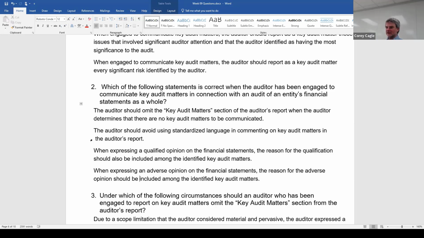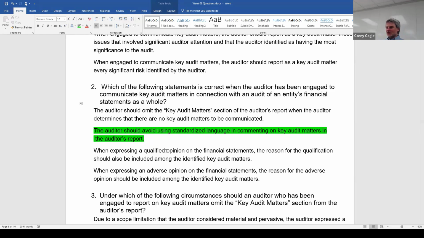The AICPA doesn't like it. The SEC doesn't like it. We want readers of the financial statements to be able to read and understand. So that's the point they're making with this. So that's the right answer. And that adds some new information for us, I thought.